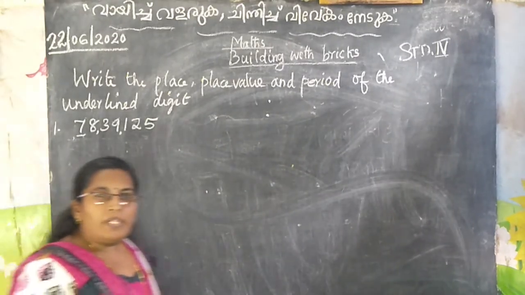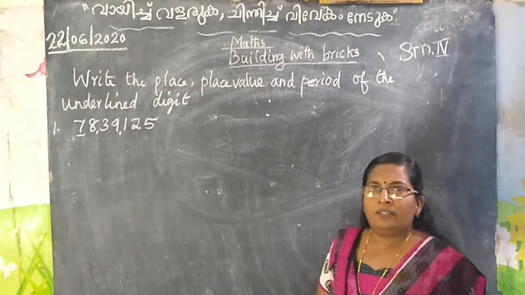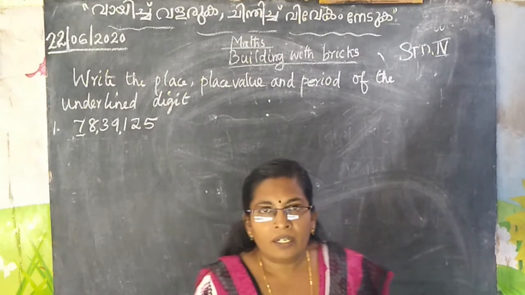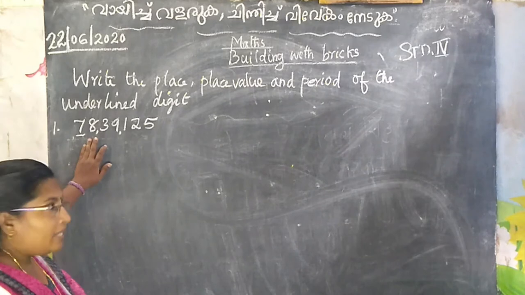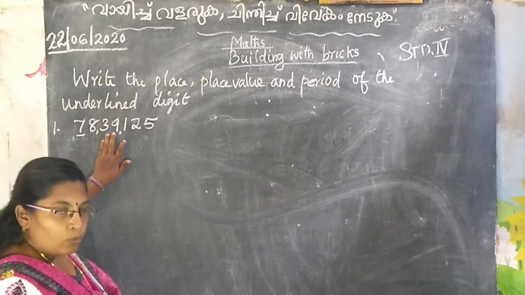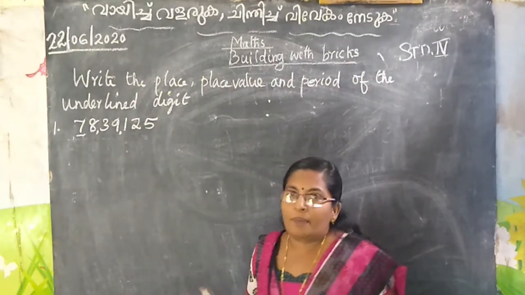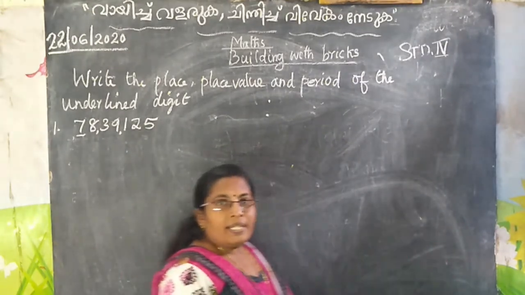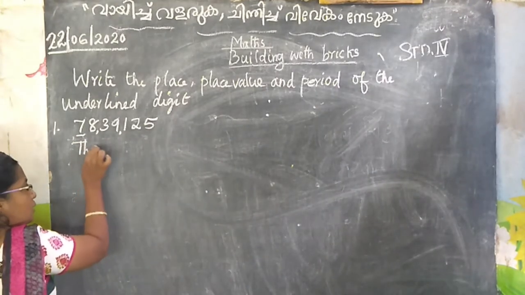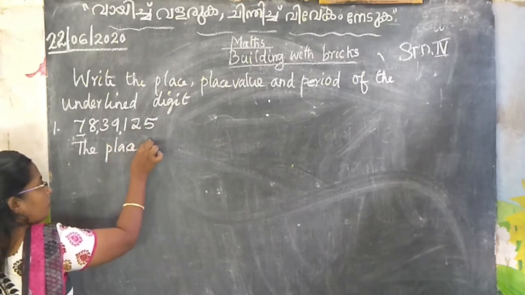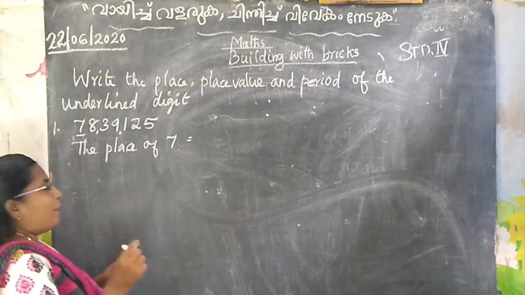First question, which number is underlined? 7. How to read this number? 78,39,125. This is the number. Which number is underlined? 7. So first we find the place of 7. Say the place.